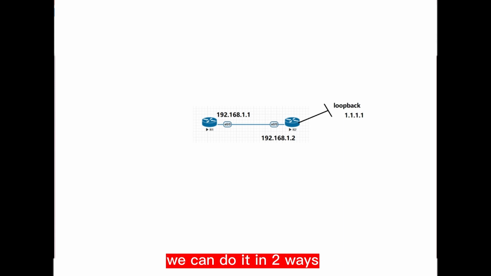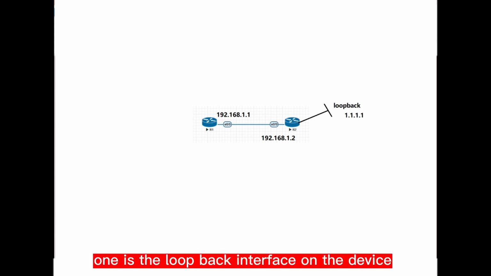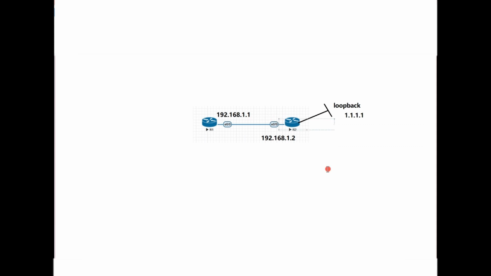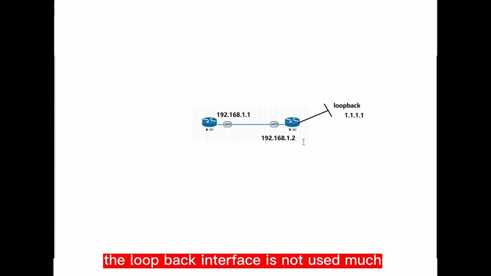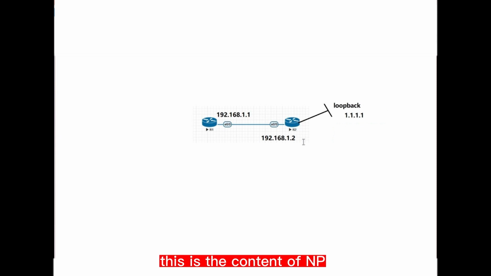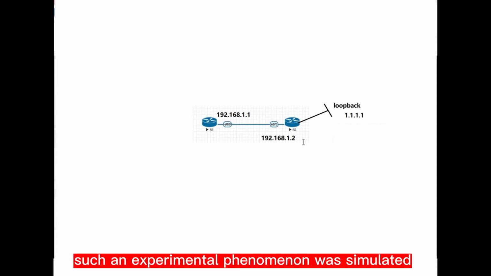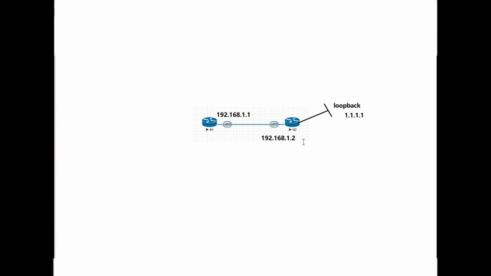We can do it in two ways. One is the loopback interface on the device. One is the interconnection interface. There will be some difference between the two. But usually, the loopback interface is not used much. This is the content of NP, that is, it's not just for experimentation. Right now such an experimental phenomenon was simulated.